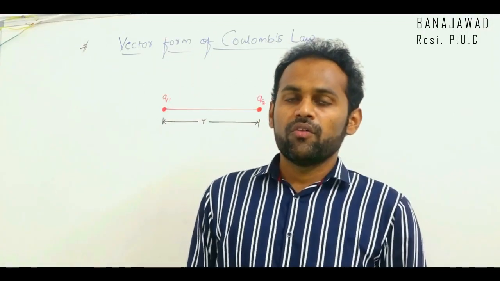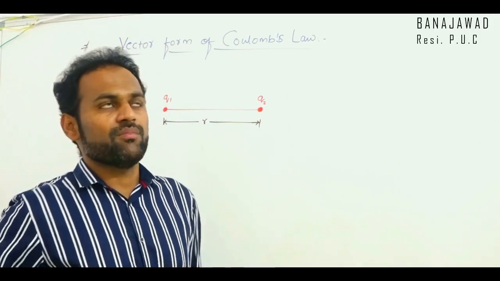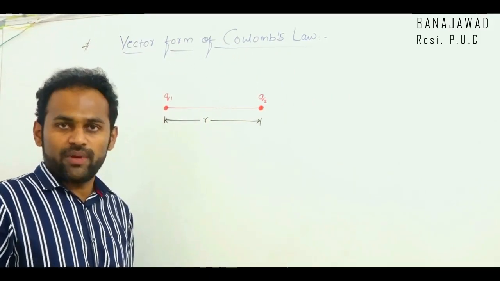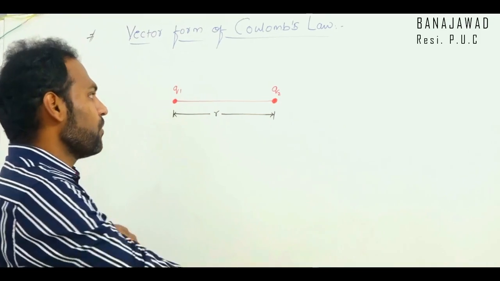Next we'll go for the vector form of Coulomb's law. In many question papers, the vector form of Coulomb's law has been asked. So we'll go for the vector form of Coulomb's law.